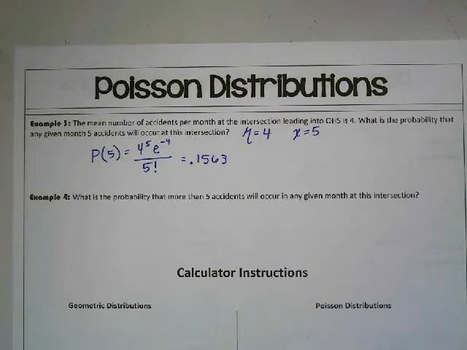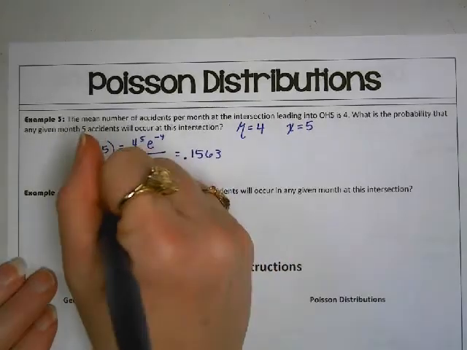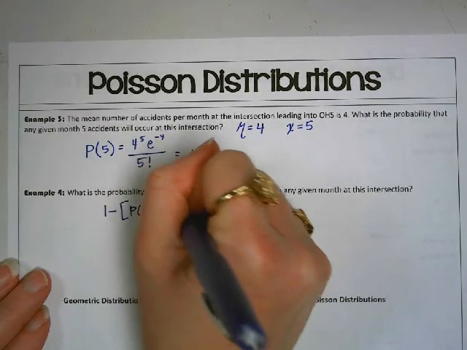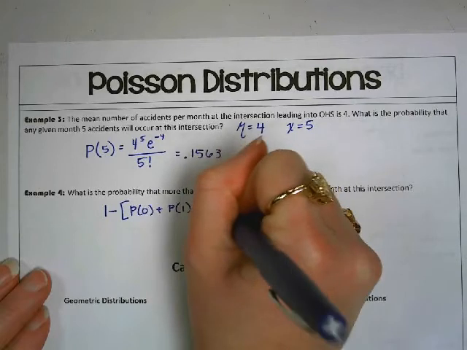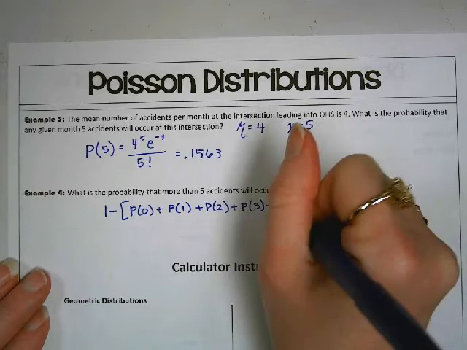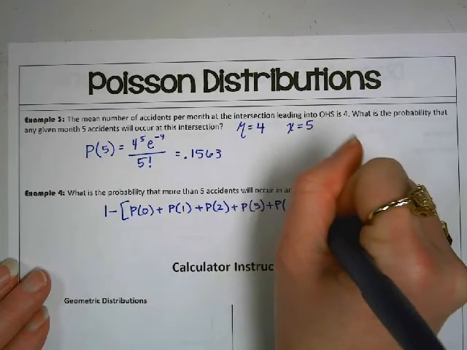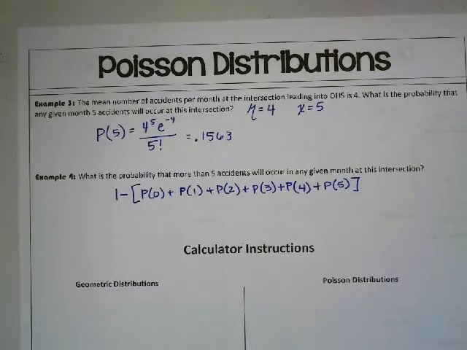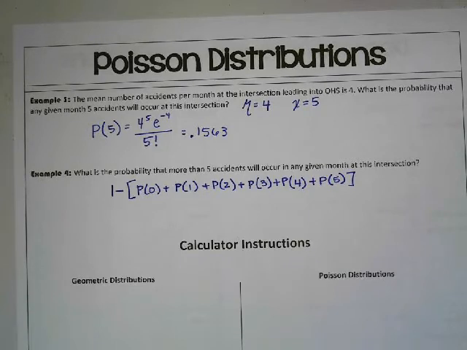So I'm going to write out what you're technically doing. You're technically doing 1 minus the probability of 0 plus the probability of 1 plus the probability of 2 plus the probability of 3 plus the probability of 4 plus the probability of 5. Now, when I plug in my values and use 5 as my x, my cumulative is going to include 5. Your calculator is inclusive. It's very nice.